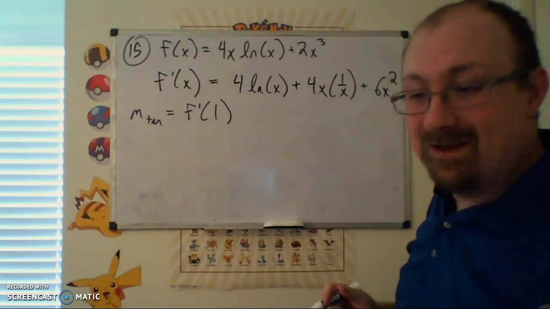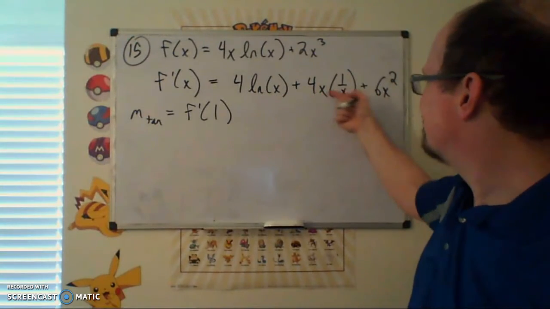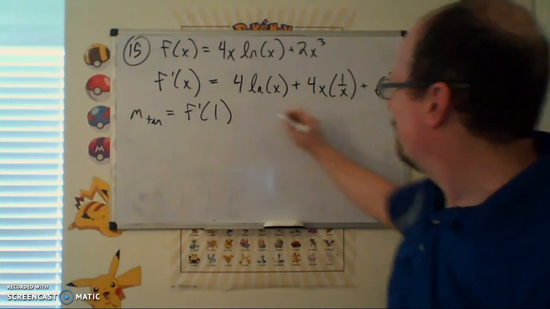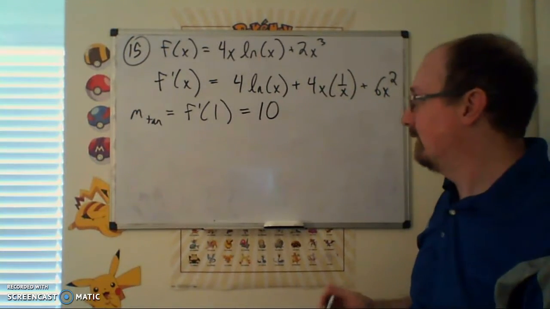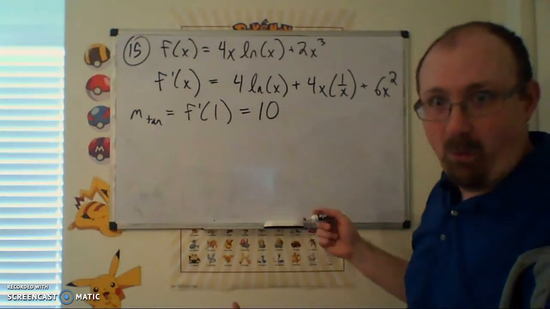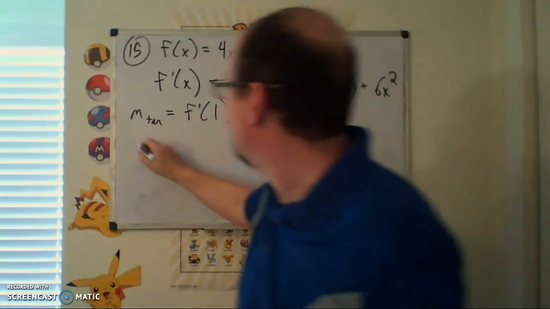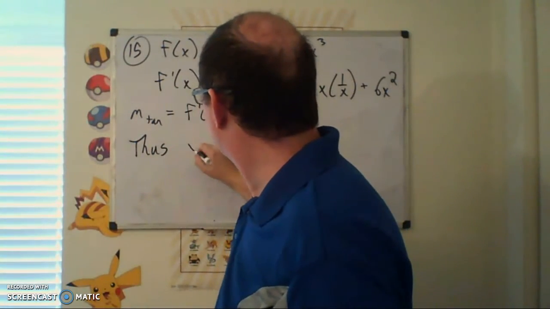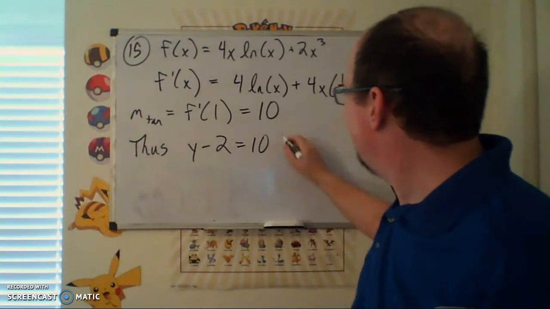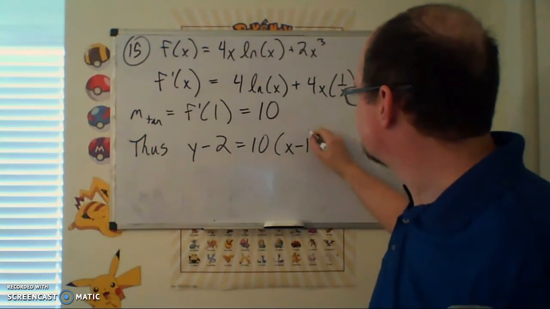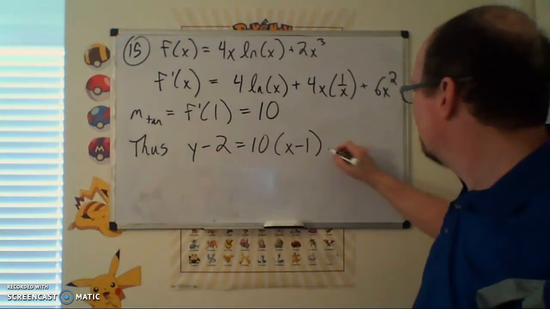When I plug 1 into all of this stuff, well, the natural log of 1 is 0. Those two cancel out, so we've got 4 plus 1 squared. So it looks like our slope should be 10. All right, so now we've got a slope. We were given a point. We can plug those into our point-slope form to get an equation for the tangent line. So we have y minus our y coordinate of 2 equals 10, our slope, times x minus our x coordinate of 1. That's the point-slope form.